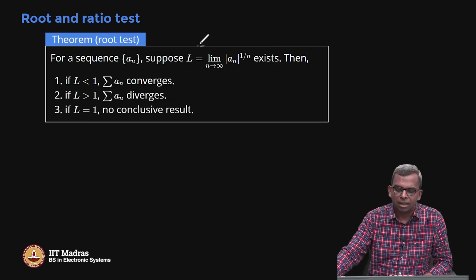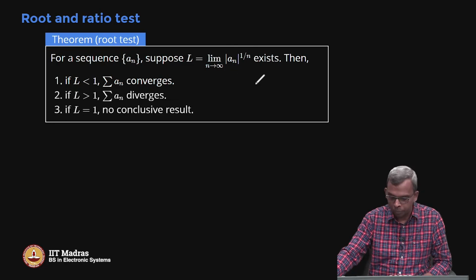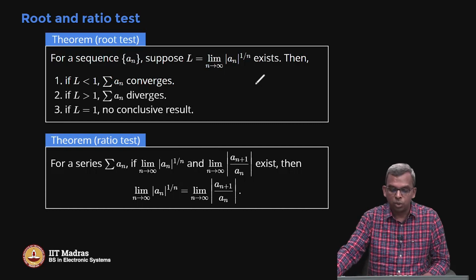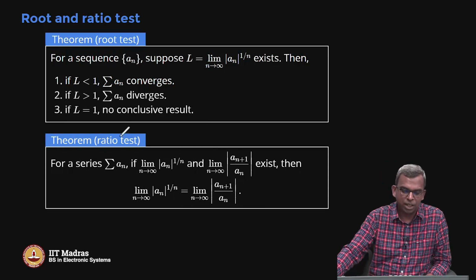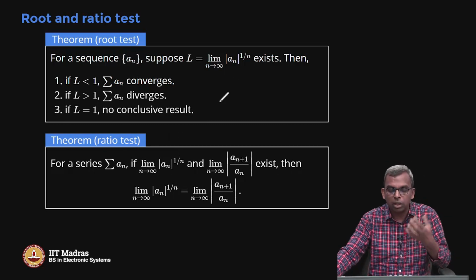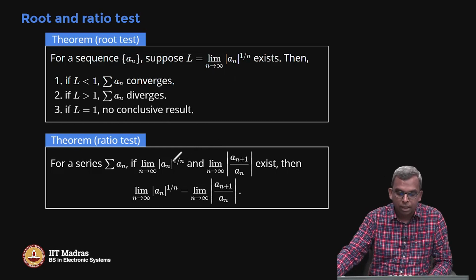Sometimes this nth root may be complicated to evaluate, and you may not want to evaluate that. In that case, you can use something called the ratio test. This ratio test is slightly less powerful than the root test. However, it's very useful in practice. It's much easier to apply than the root test.